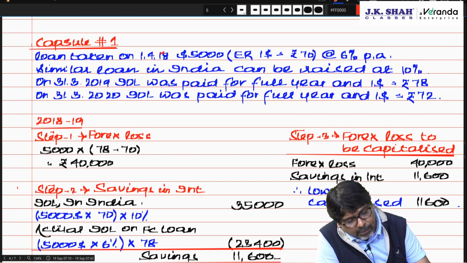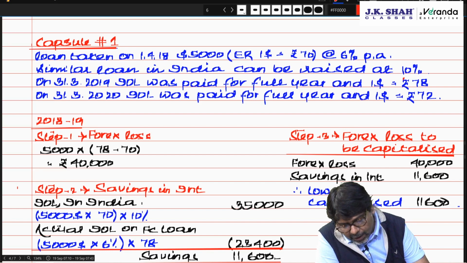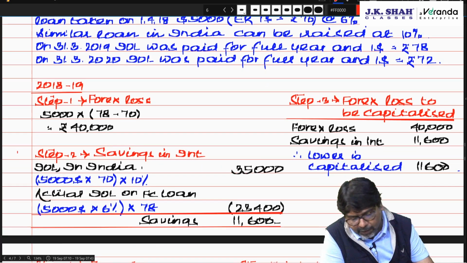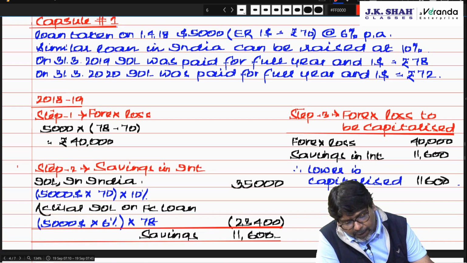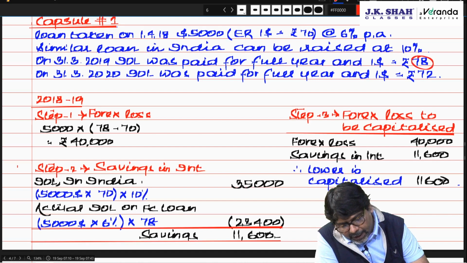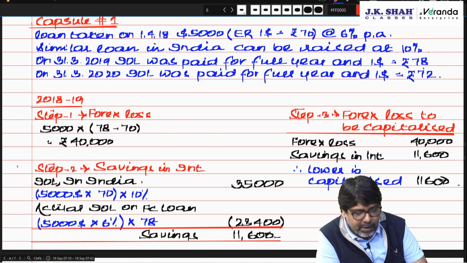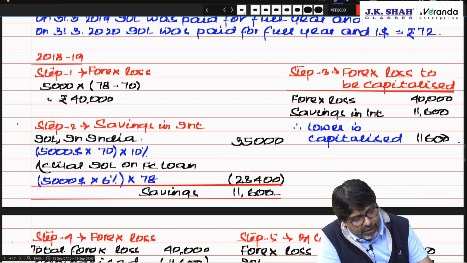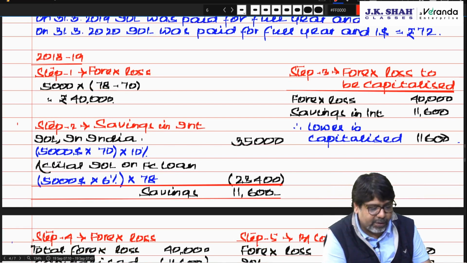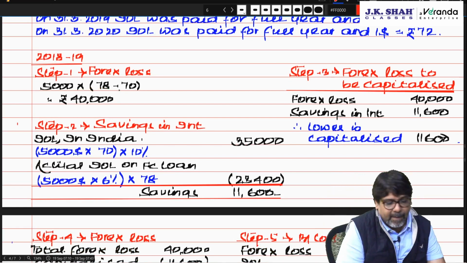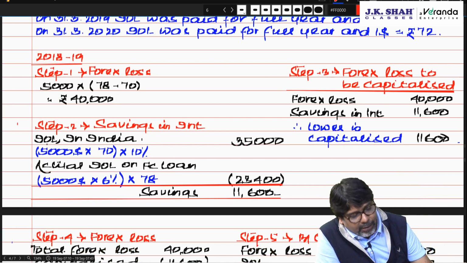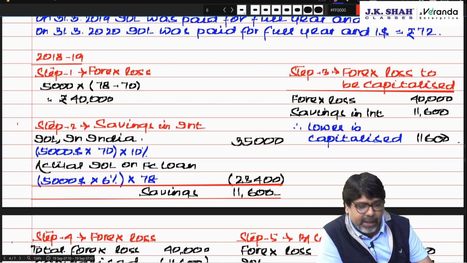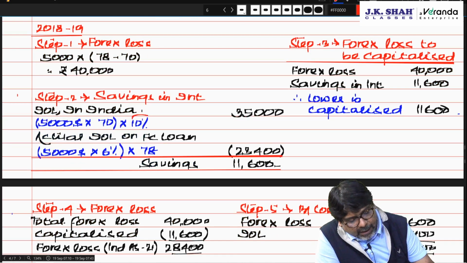On 31st March 2019, after 1 year, interest on loan was paid for the full year and the dollar rate became 78. Oh my God. So when you borrowed, it was 70, now it is 78. The exchange loss is how much? 8 rupees per dollar. On $5,000 the exchange loss is how much? Forex loss is 40,000. You want 40,000 to be capitalized. Now what I am saying is, if you had taken the loan in India, how much? $5,000 into 70, that is a 3,50,000 loan you would have taken in India, at the rate of 10%.